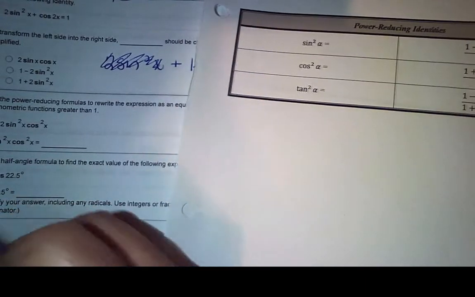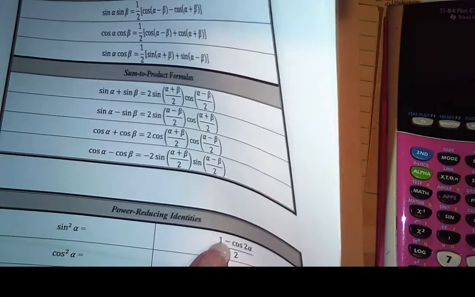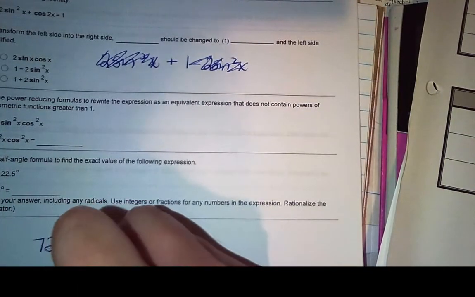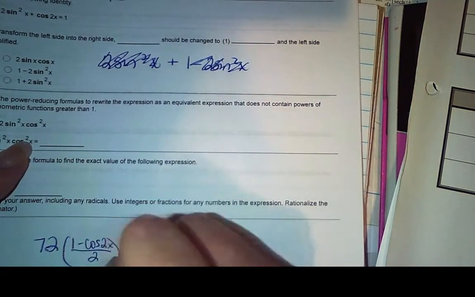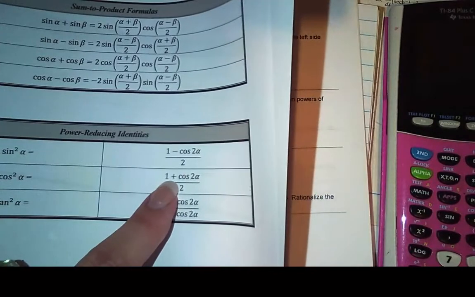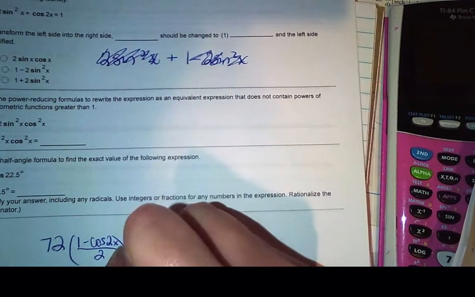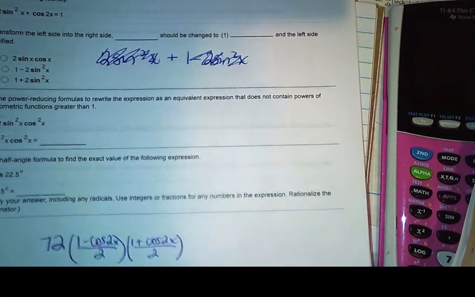So I have 72, and instead of sine squared, I'm going to write that as 1 minus cosine 2 alpha over 2. So 1 minus cosine 2x over 2. And then what is cosine squared? Cosine squared is 1 plus cosine 2 alpha over 2. So 1 plus cosine 2 alpha over 2.